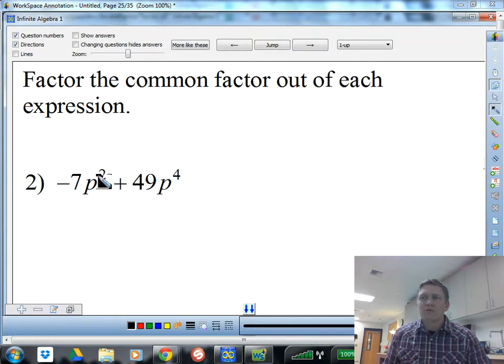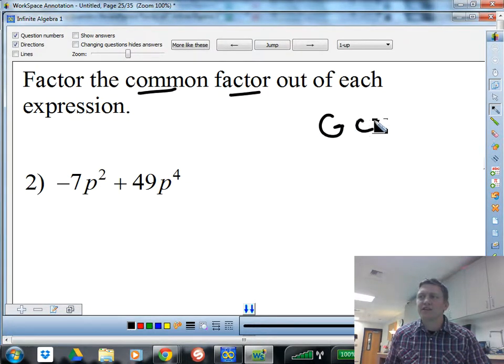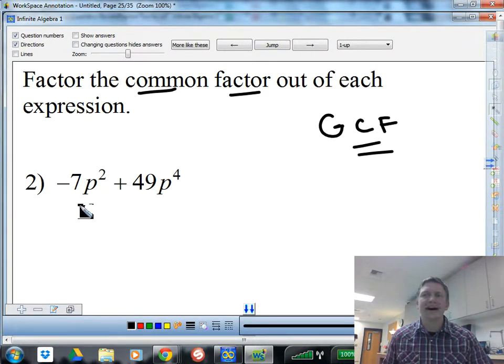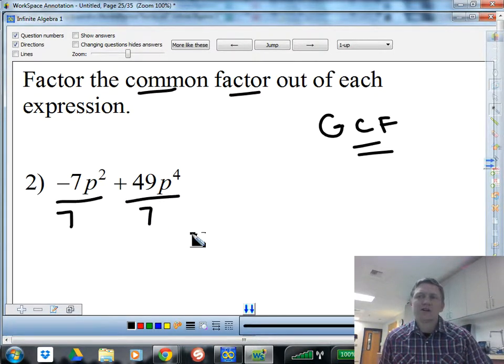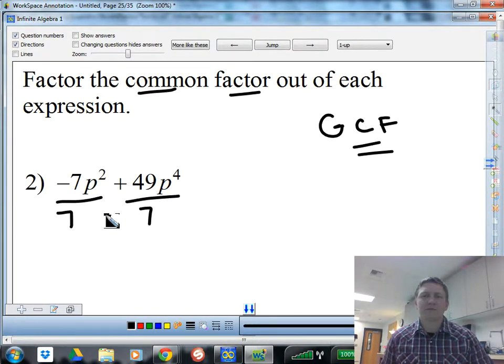Number 2, this says find a common factor. That means find the GCF, greatest common factor, out of all of these. So that means what is the largest number that we can divide both of these by? We can divide both of these by 7. Is that the largest number? It turns out that's the largest number we can divide both of them by.